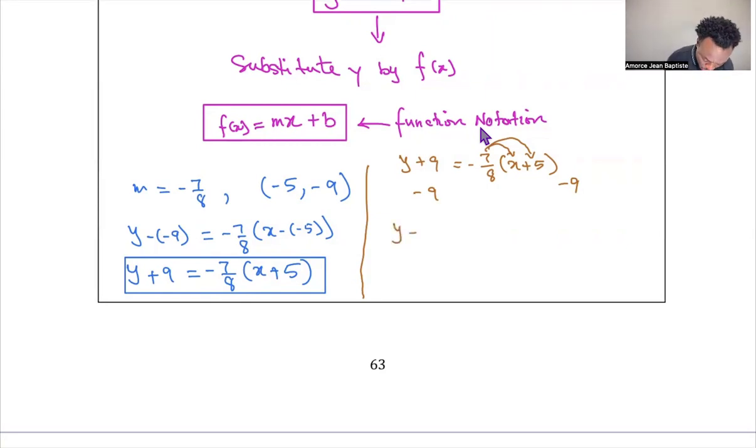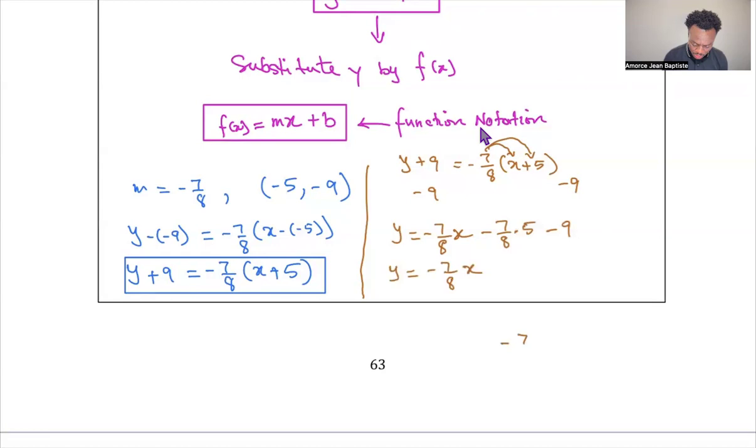So y equals -7/8x minus -7/8 times 5 minus 9. And then we simplify the equation to get y equals negative 7/8x. So over here, I'm gonna just perform this quickly.